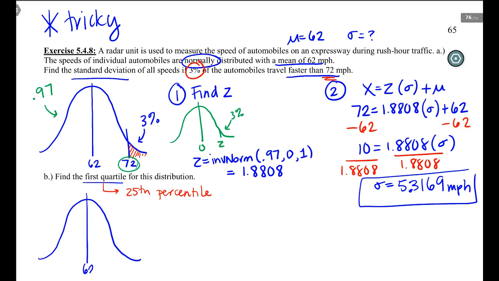We know our mean was 62, still using the same information we had in class. And now we want to try to figure out the 25th percentile, so 25% of cars going slower than this. So that's what we're looking for. So we were just going to use inverse norm of 0.25 with our mean and that standard deviation that we found in class over here of 5.3169.